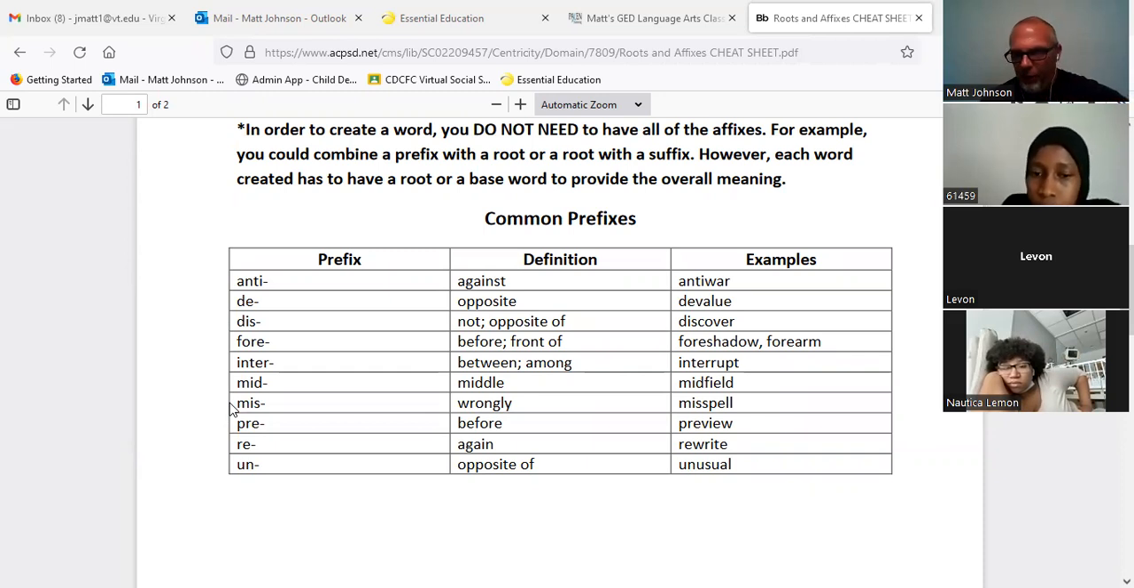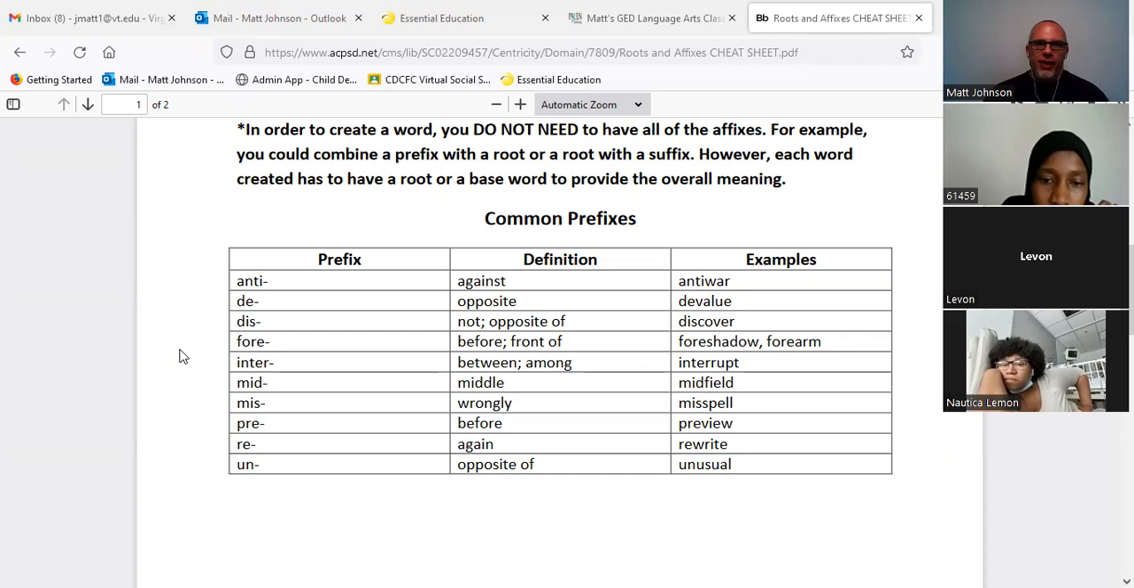Mid, just like it states, middle, right? Midfield. Anytime you see that, midriff, right? So that's like my torso, the middle of my body. Mis, meaning in error or wrongly. So misspelled, misread, miscalculated, meaning that I've done something incorrectly.